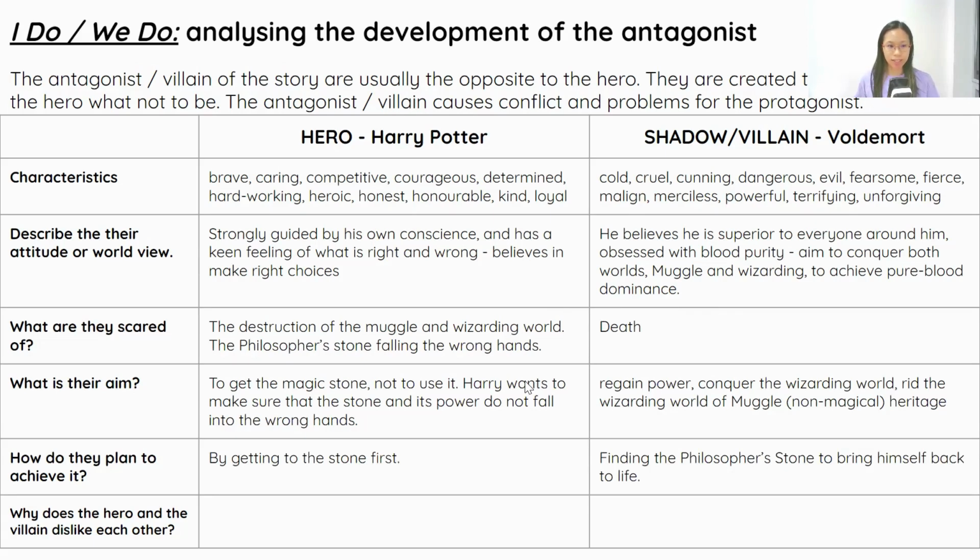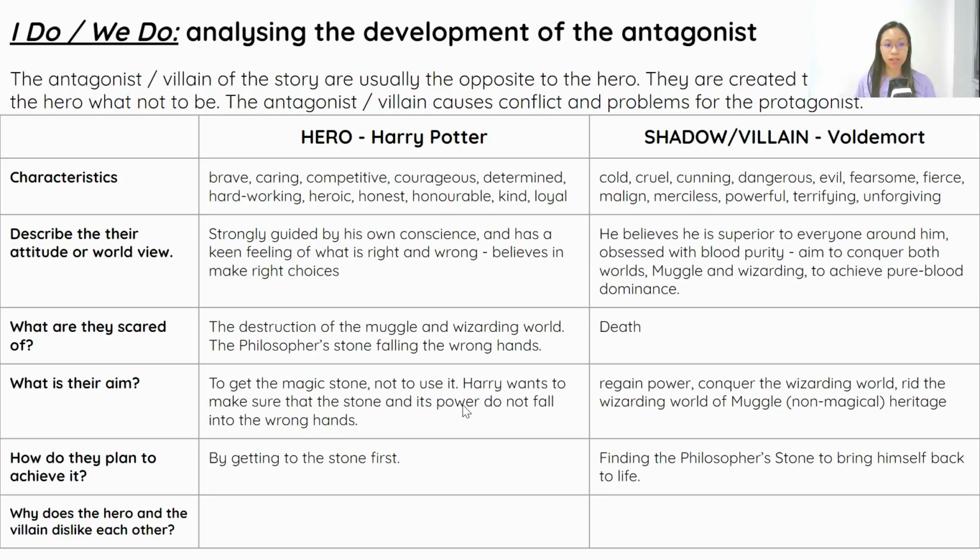For their plans, Harry's plan is to try to get to the stone first so that Voldemort doesn't get it. For Voldemort, it's his mission to find the Philosopher's Stone or the Sorcerer's Stone so that he can bring himself back to life and achieve his goal.